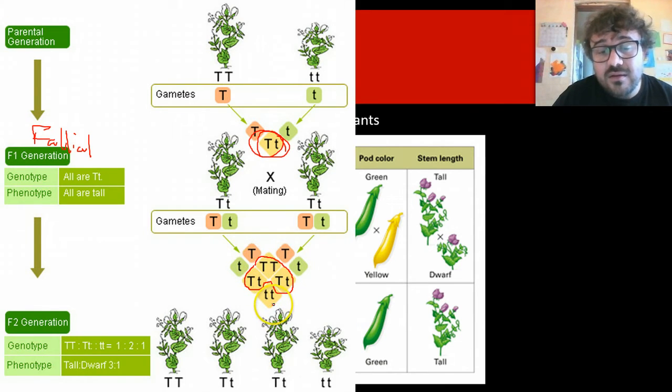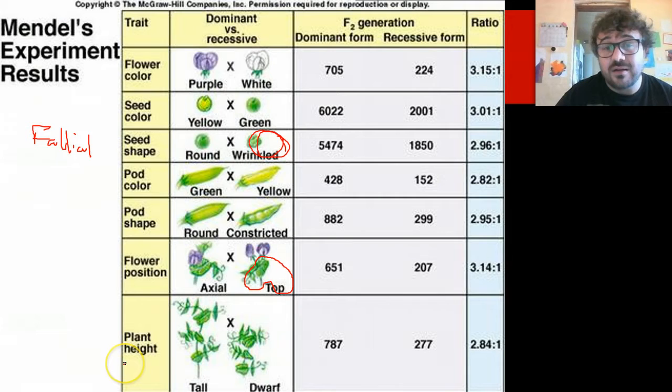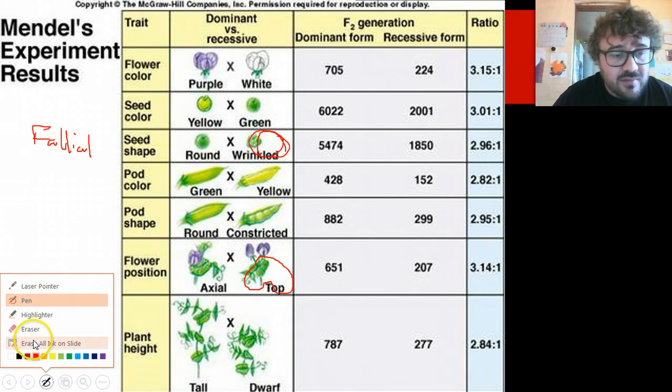3 tall, 1 dwarf. So the genotype ratio is 1 to 2 to 1, homozygous, heterozygous, homozygous. But the phenotype ratio is 3 to 1. And that is always the case. And if we look at his results, we'll just get rid of all the ink.